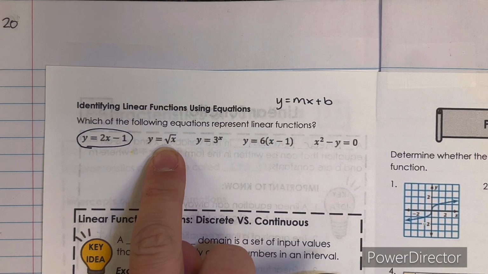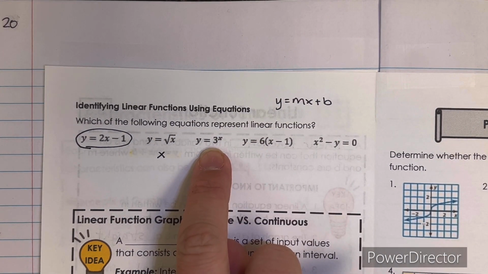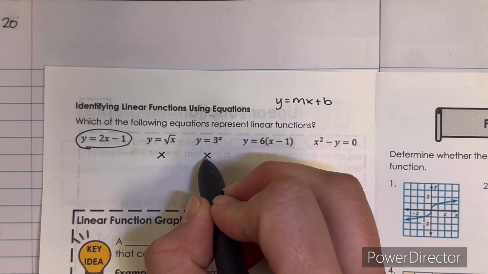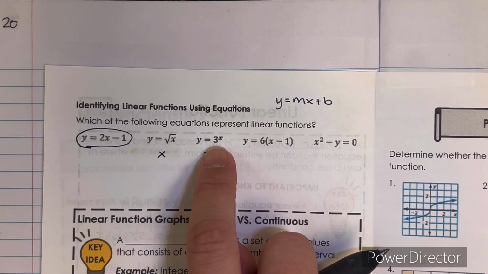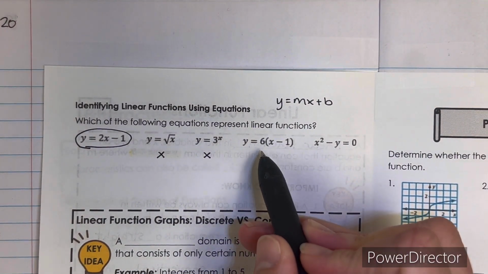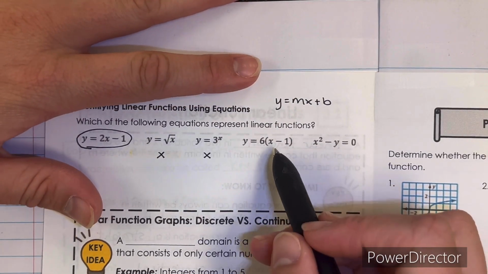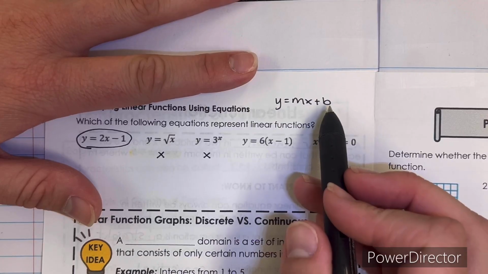The second one is not, so that one's going to be a no. The third one, also a no, because it just simply doesn't look like y equals mx plus b, that slope-intercept form that we're after. Now this fourth one here, a lot of kids jump to conclusions sometimes and tell me no because it doesn't immediately look like this.